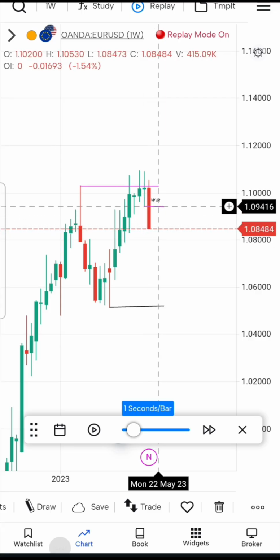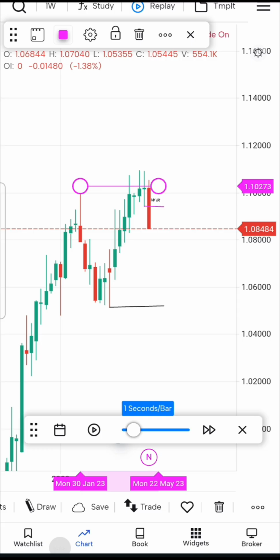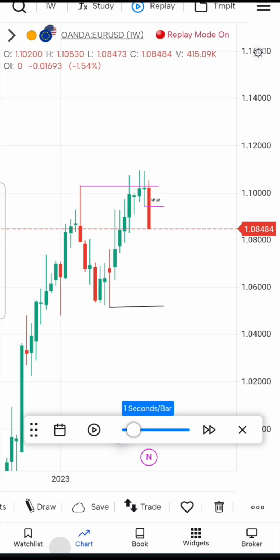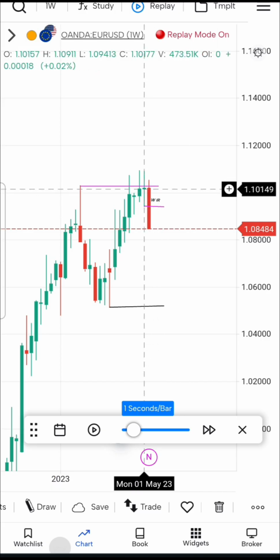So this will be my first level to watch, but I'm not really excited about taking a trade there. A level where I will be excited to take a trade is that high that had already been swept. If this is the level I want to monitor and see how price reacts to, then this will be my critical high. So that's how I usually come up with a critical high and low.